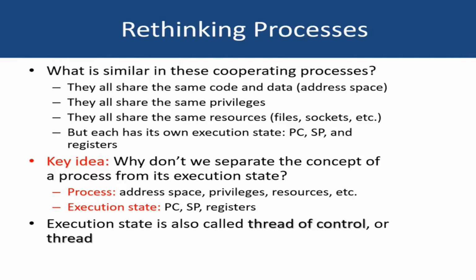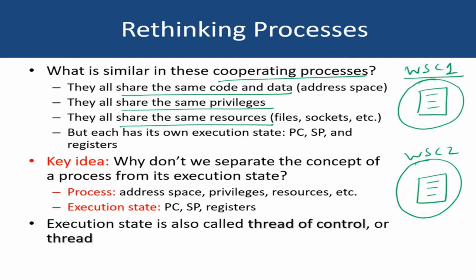For the web server example that we talked about on the previous slide, note that all these cooperating processes share the same code and same data. So they have the same address space. They are the clones of the same original process. They all share the same privileges. They share the same resources in the server, for example, the files, the network sockets, and so forth.